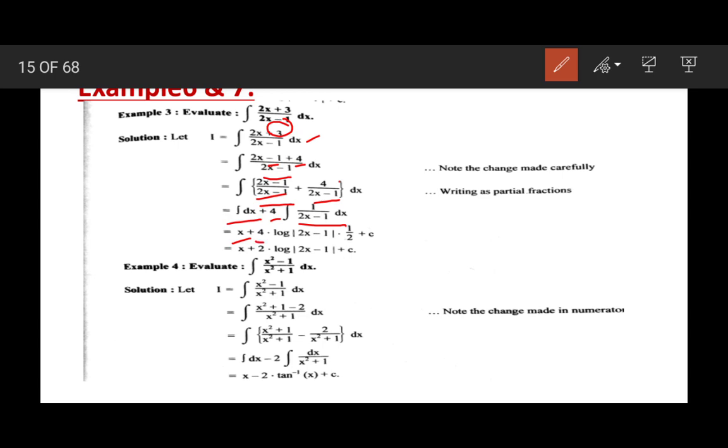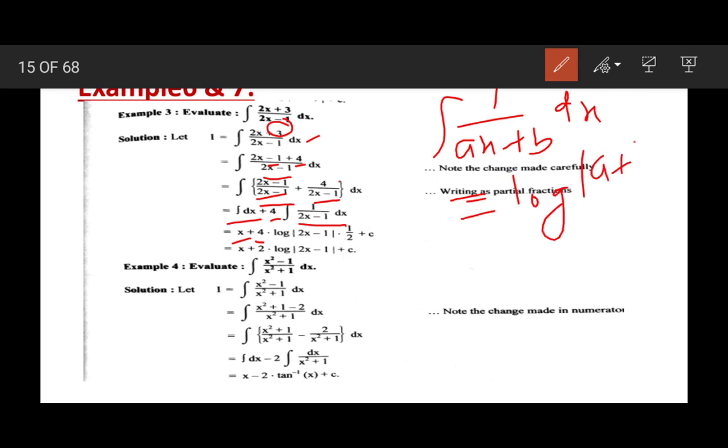This is in the form of integral 1 upon (ax plus b) dx, and we know that this is equal to log (ax plus b) into 1 upon a plus c. So it will be log (2x minus 1) into 1 upon 2, here a is 2, plus c. So this 2 and 4 cancel out. So it will be x plus 2 log (2x minus 1) plus c. This is the answer.